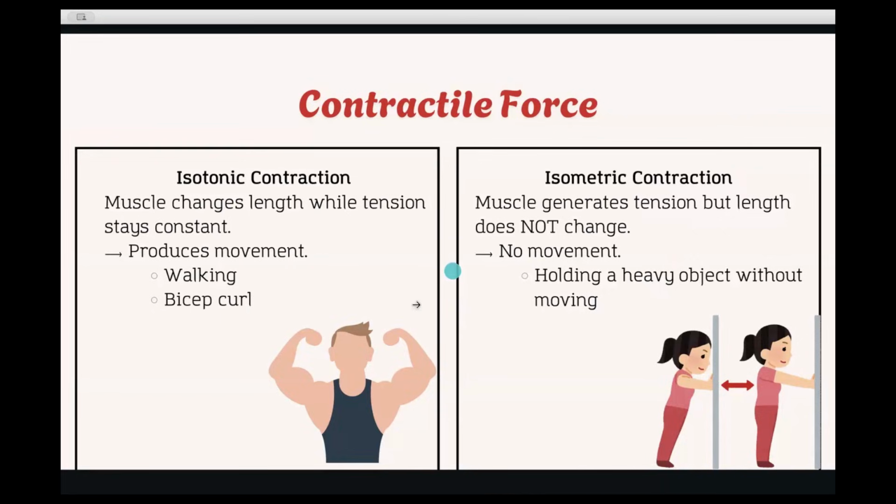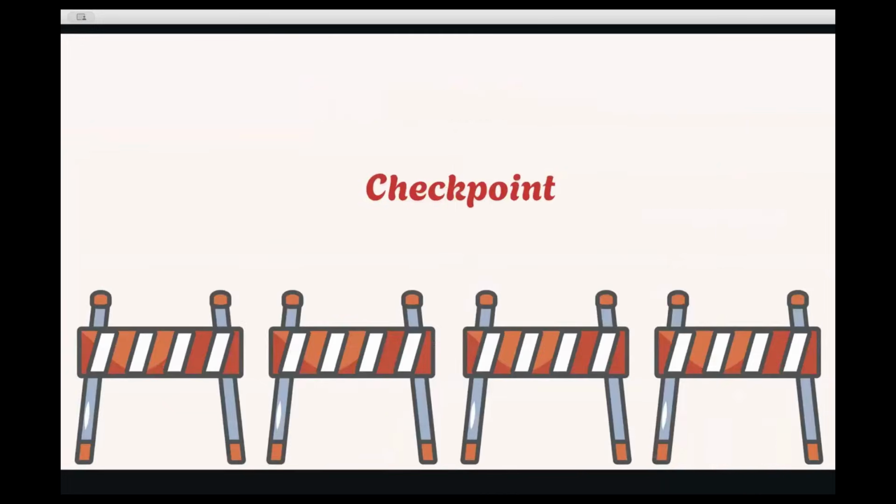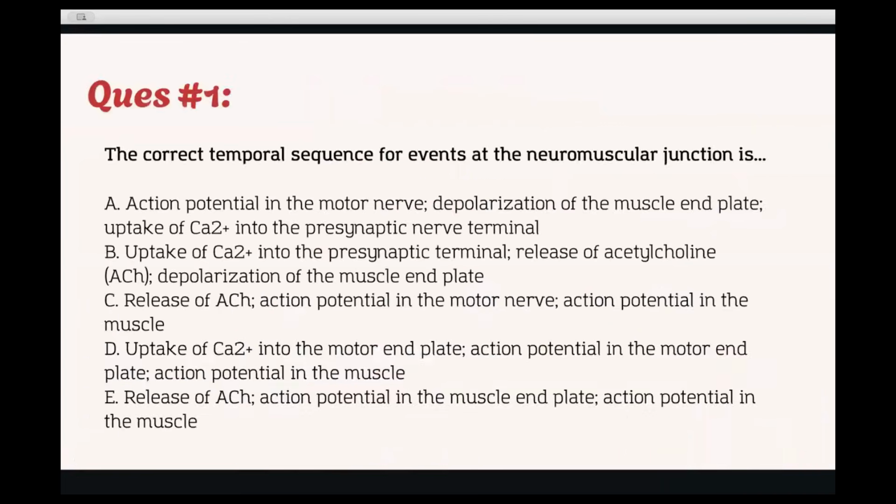So these are important. I remember we got a question on the isometric contraction. It just said, what type of contraction is this? And they gave us different types of contraction. So yeah, just keep that in mind. And this is our first checkpoint. Let's just have a quick question to assess our understanding.